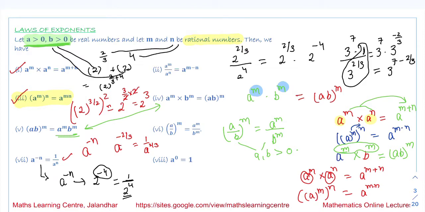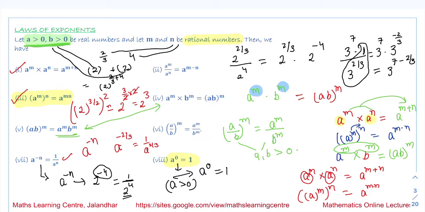And the last, eighth property we are talking about is the power of any positive real number. If a is any positive real number and the power is 0, the answer will be 1.